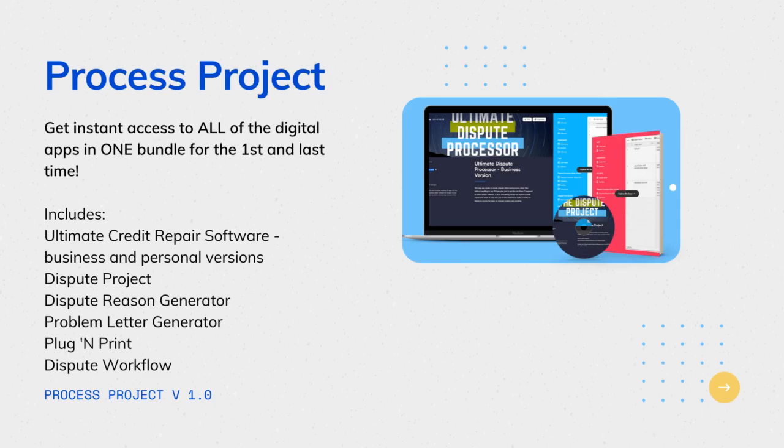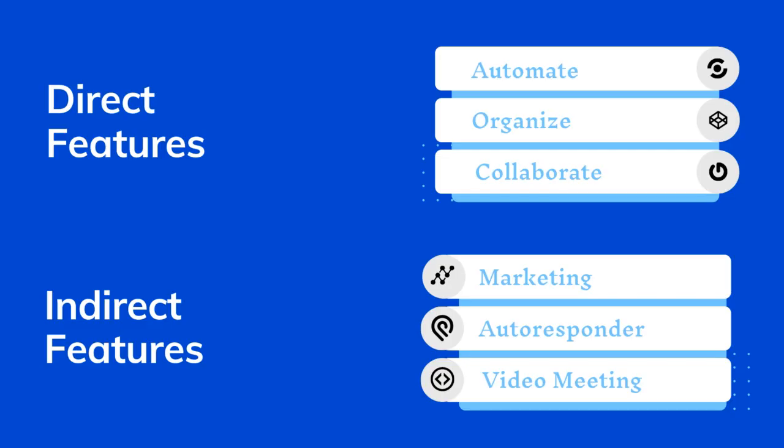All right, so now direct features. I tried to make this as easy to understand as possible. You can automate, organize, and collaborate on all of them. Indirect features are that you can do your full marketing from there. You can integrate SendGrid as an autoresponder. You can do video meetings from there. Those are just 3 of the super awesome things I'm talking about, the indirect ones. There's 15 different blocks though. Actually, there's more than 15.